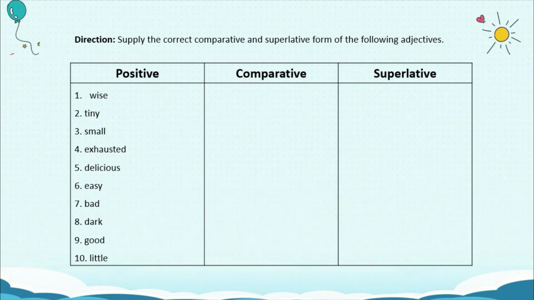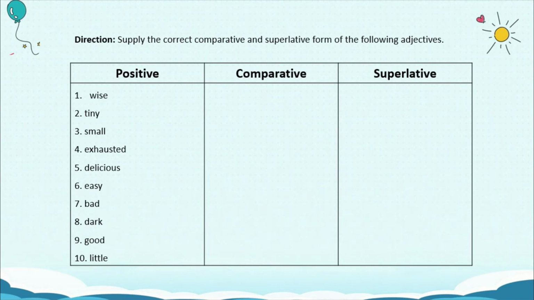For our activity number 1, we have a direction: supply the correct comparative and superlative form of the following adjectives. The adjectives are wise, tiny, small, exhausted, delicious, easy, bad, dark, good, and little.